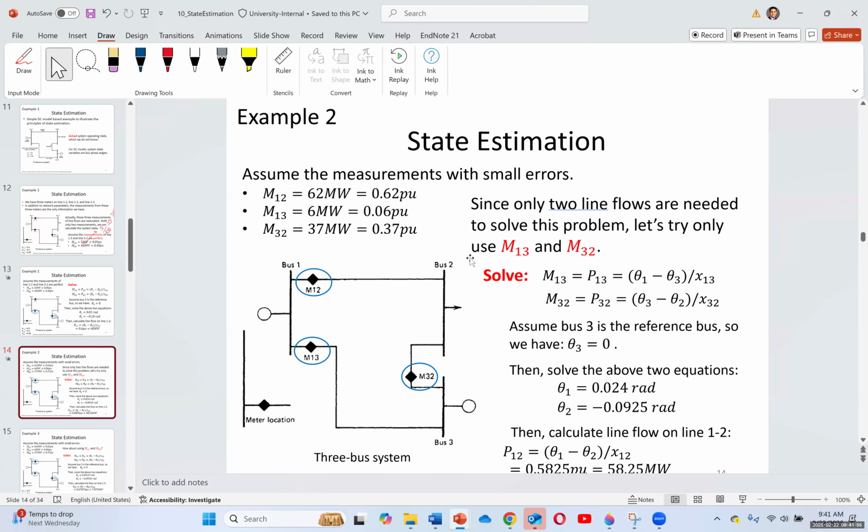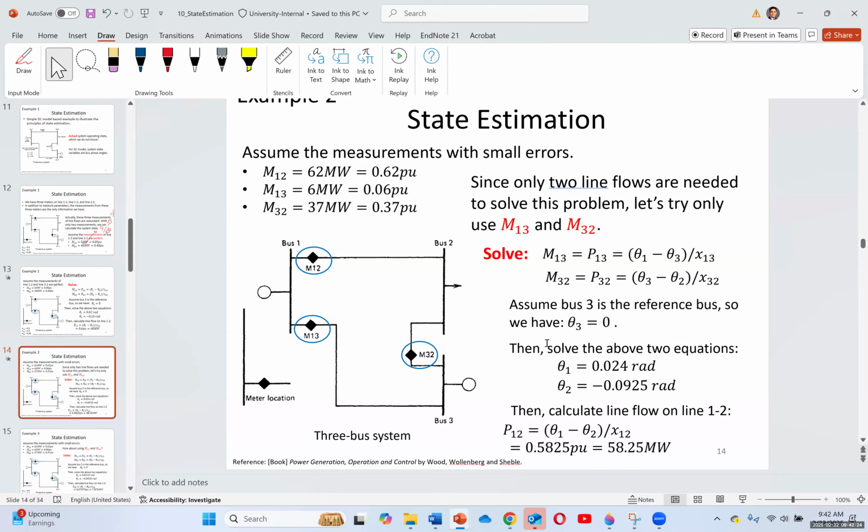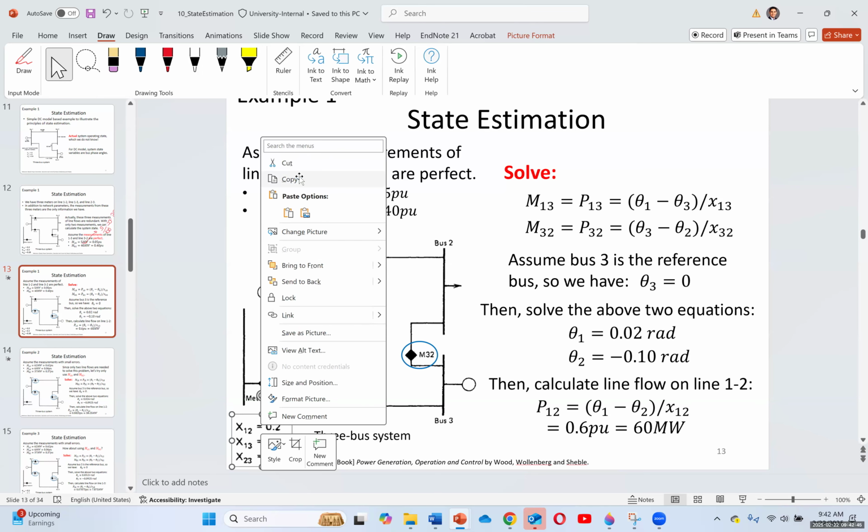So again, since only 2 line flows are needed to solve this problem, we can try using M13 and M32. And again, we can use the equations. M13 is P13, theta 1 minus theta 3 over X13. And M32 is P32, theta 3 minus theta 2 over X32. We would assume that bus 3 is the reference bus, therefore theta 3 is equal to 0. Then we would solve these two equations. Again, we have X12, X13, and X23 from the previous one, on the left bottom corner here. Let me actually copy this here as well.